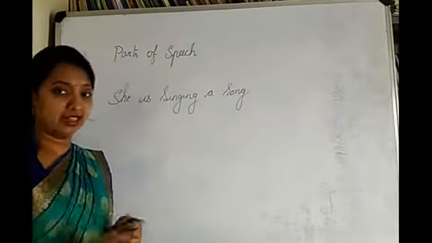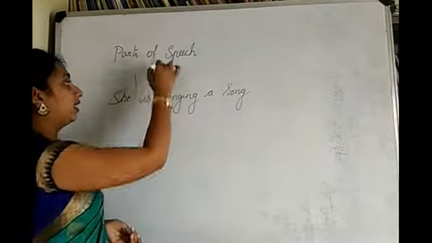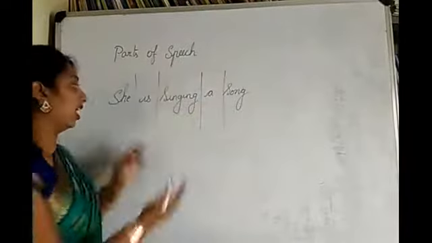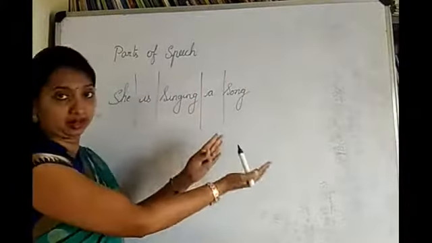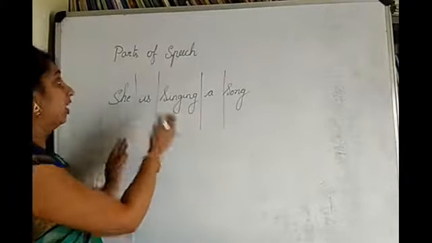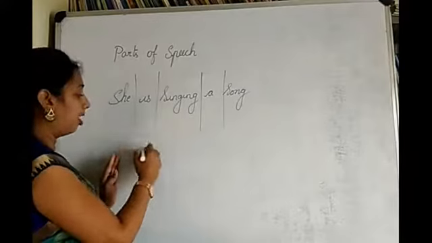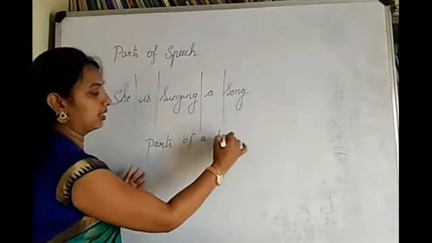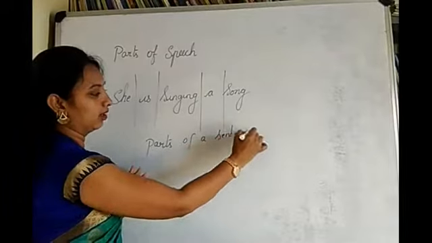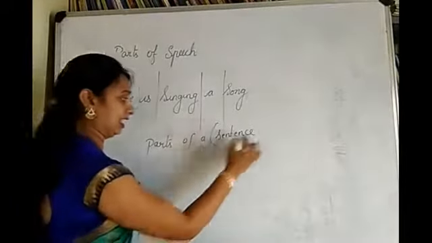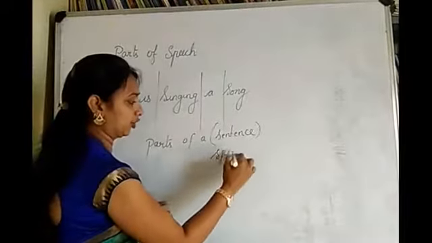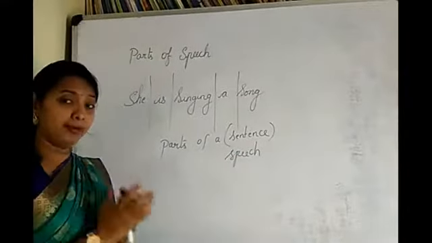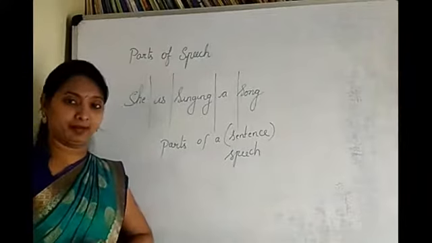Now, what I'll do is, I'll part it. See, I have divided every part. I have parted it. These are parts of a sentence, correct? Parts of a sentence is nothing but parts of speech. These are called parts of speech. Every part of this sentence will have a name.